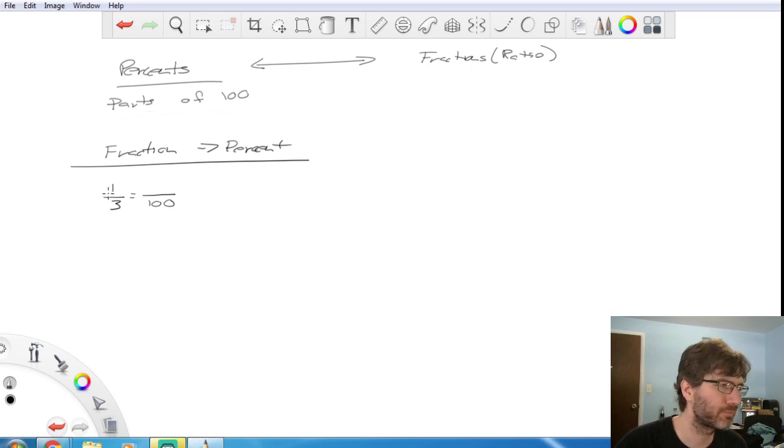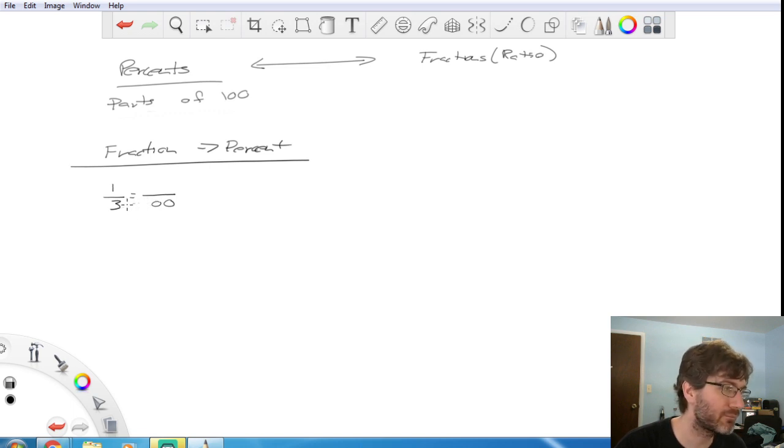So you might be able to sit there and do some reasoning. What times 3 is going to give you 100? You might not know that off the top of your head. Some of you might know, because that is actually 33.3 repeating. And if I multiply that by 1, you're going to get 33.3 repeating, because that's what it is.